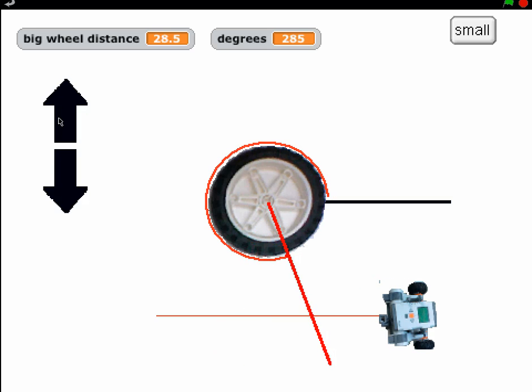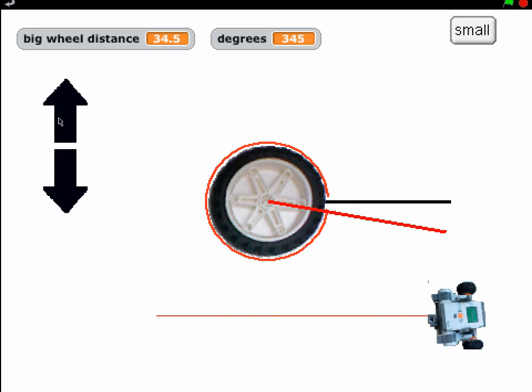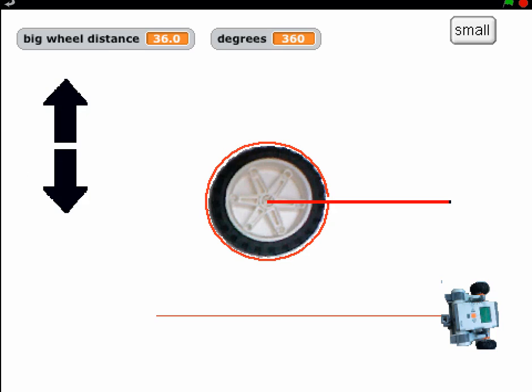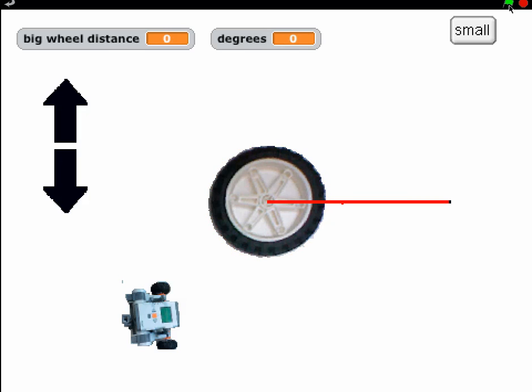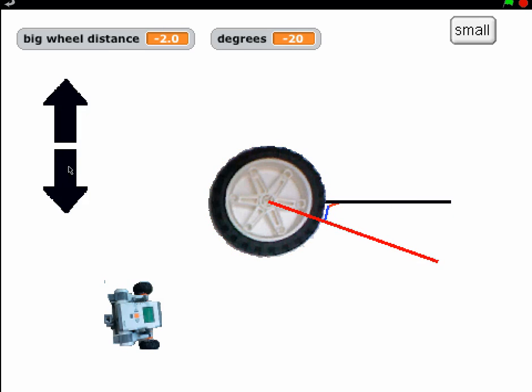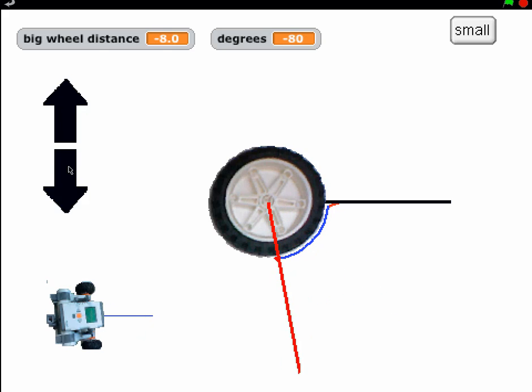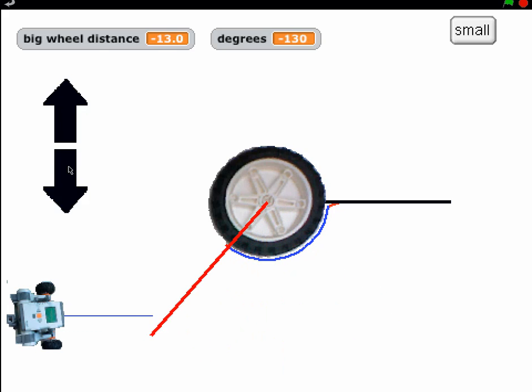And notice now when I get to one full rotation, my robot's moved a lot farther. It's moved 36 centimeters and 360 degrees. And I can see, if I want to start over, I can do the same thing going backwards, and there's not enough room on my screen to go a full 360 degrees.